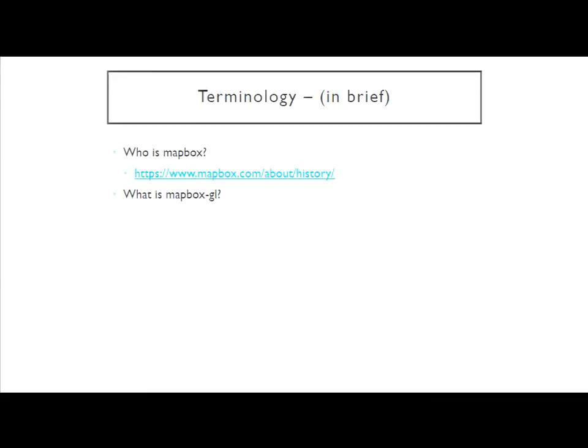Mapbox is a company that provides tools for anyone to create and publish maps. That history link gives a nice overview of the company. With Mapbox, you can set up a free account. You can have 50,000 map views a month and up to 5 gigabytes of tile set storage for your vector tiles. So you can do a lot with a free Mapbox account. Mapbox GL is the JavaScript library that they've developed. It requires a modern browser.